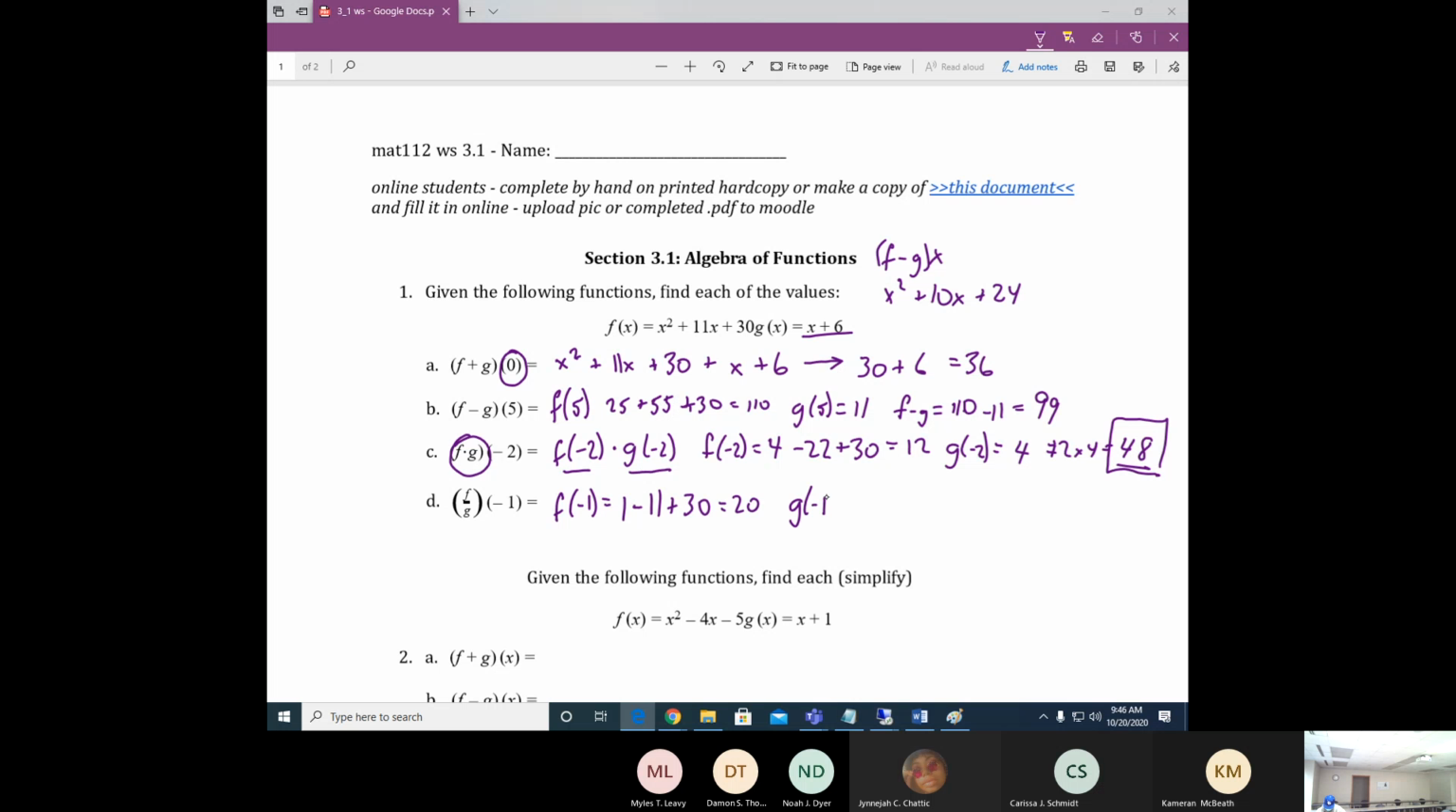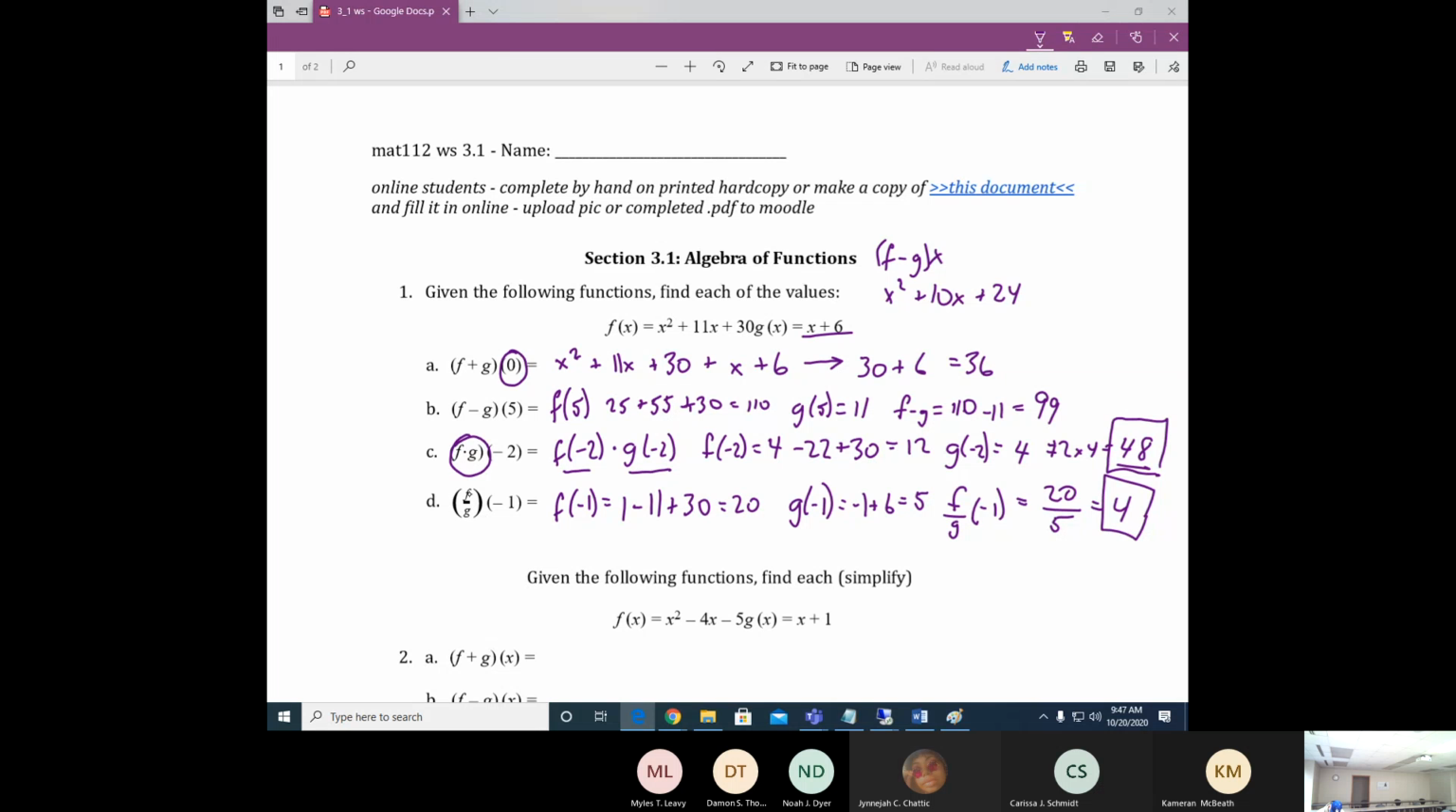g of -1, oh, an easy one. g of -1 is -1 plus 6 equals 5. f divided by g at -1 is equal to 20 over 5 equals 4. Just giving you some practice.